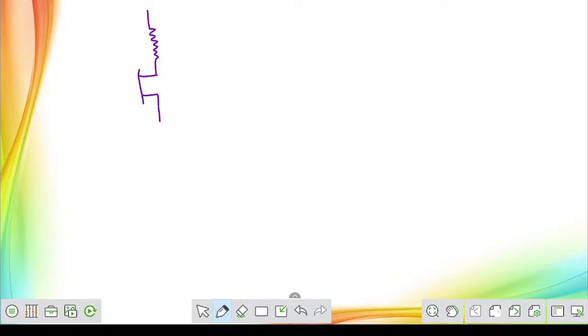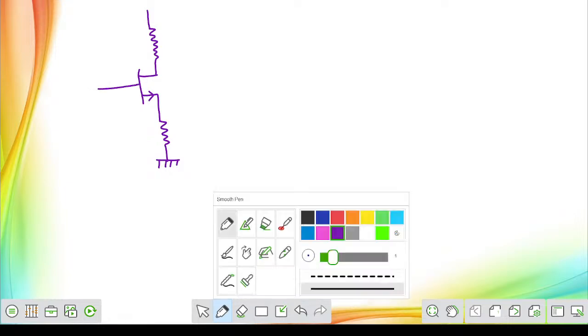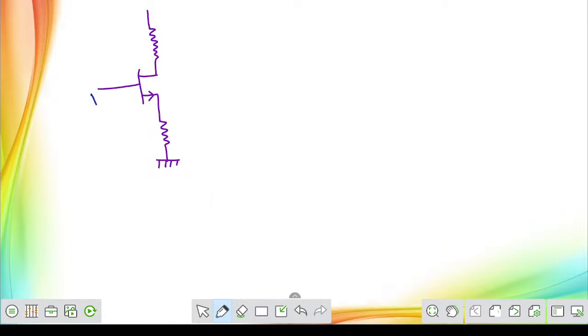The name of the circuit is pixel bias configuration. There is a name for this, but I am just showing you the way to solve it whenever questions are framed in the exam. If a question is given like this, they will give all voltages. So the gate voltage will be given and the drain voltage will be given.